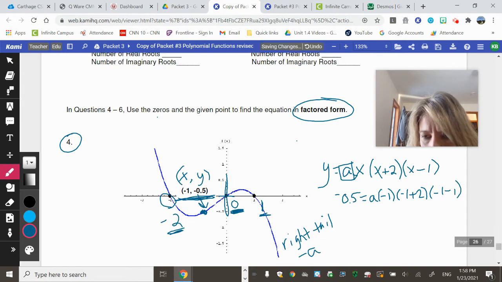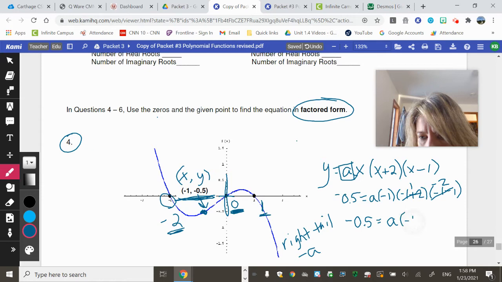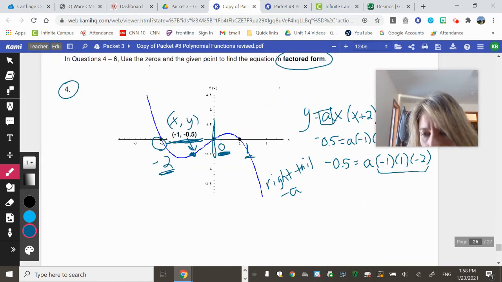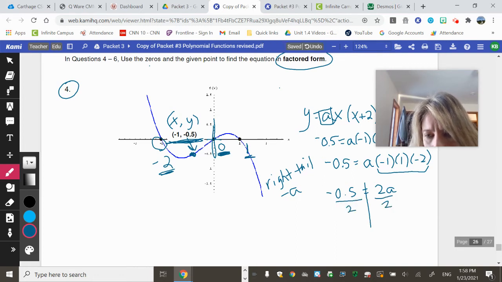Okay, and then it's just a bunch of simplification. So negative 0.5 equals, okay, this is going to be turned into a positive 1, and this would be a negative 2. So I have a times negative 1 times a positive 1 times a negative 2. And if I multiply these together, I just get a positive 2. So negative 0.5 equals 2a. And then to solve for a, I'm just going to divide by 2. And negative 0.5 divided by 2 is just negative 0.25. And I found my a value.